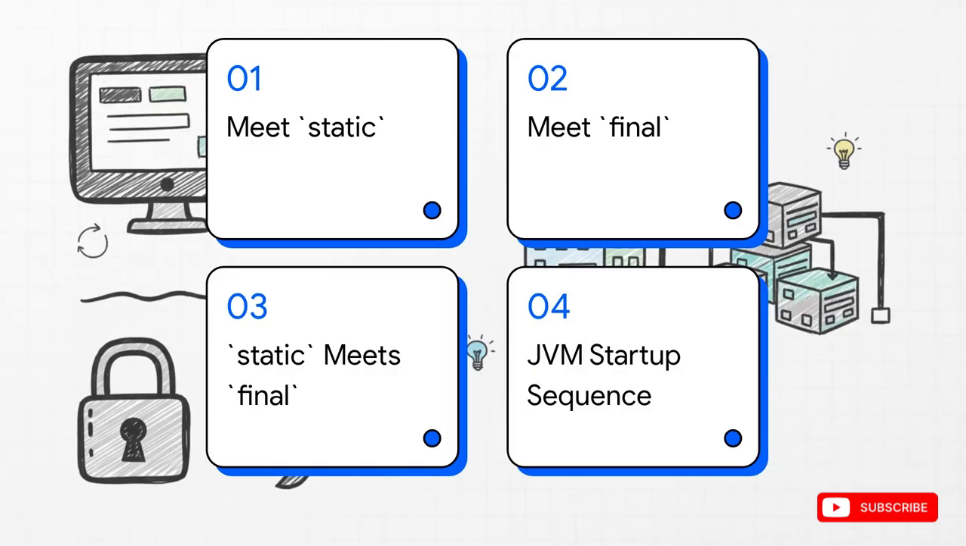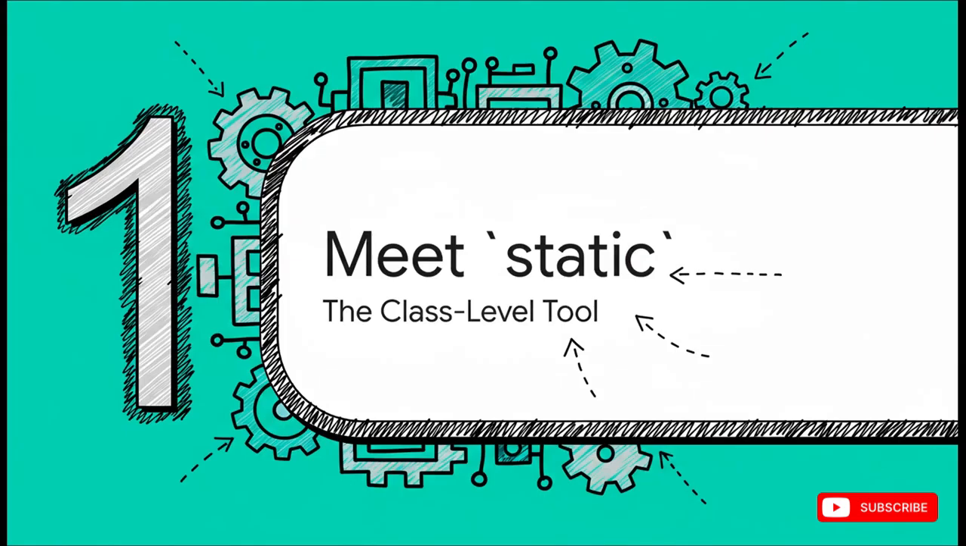So here's how we're going to break it all down. First, we'll get to know static, our go-to class-level tool. Then, we'll meet final, which I like to call the immutability shield. After that, we'll see the magic that happens when they team up. And to cap it all off, we're going to pull back the curtain on the JVM startup sequence, the master blueprint for how it all comes together.